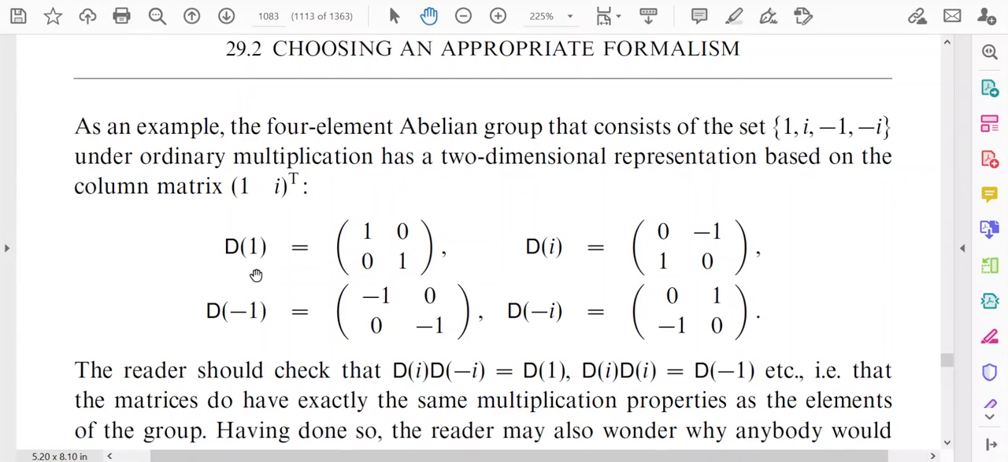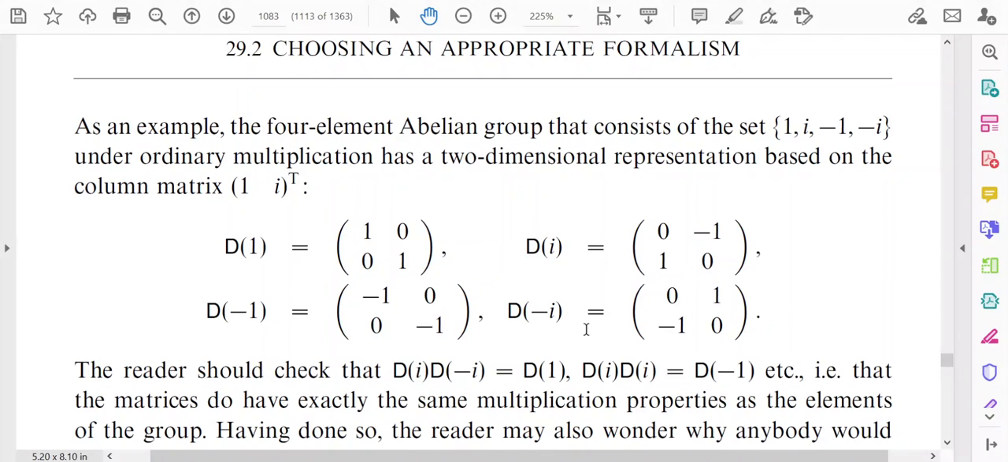So these are the representative matrices for the elements of this particular group. For example, this is D of 1, that is the representation for the first element. This is D of i, that is for the second element, D of minus 1 is for the third element, and D of minus i is for the fourth element. So these four matrices are the two-dimensional representation for this particular four element abelian group.